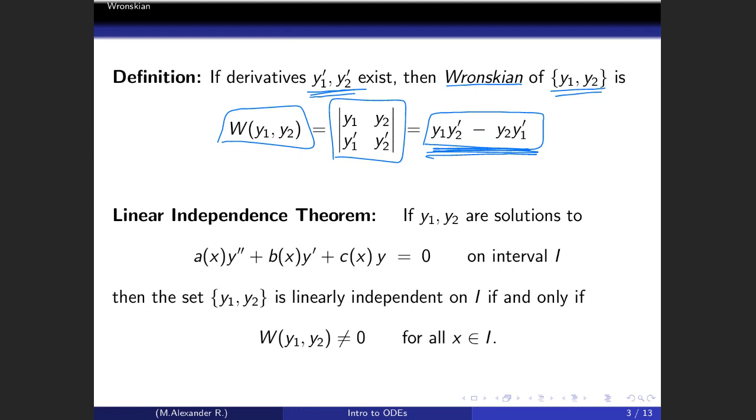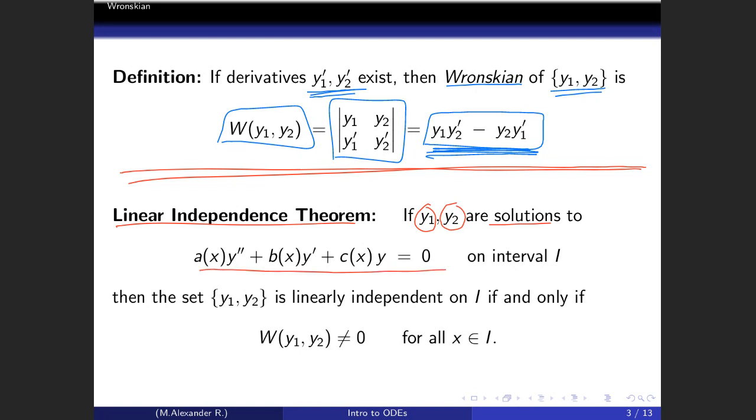You have to be able to differentiate the functions y1 and y2. All right, so now we're going back to the situation of differential equations. What the theorem says is this: suppose that y1 and y2 are solutions to the homogeneous differential equation. So suppose you know that.